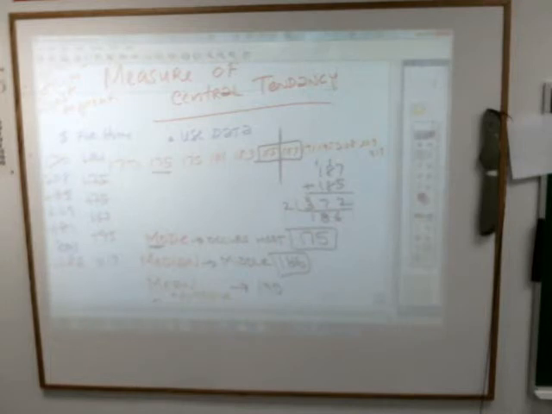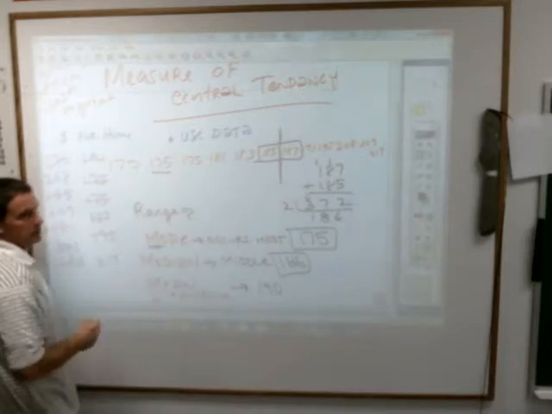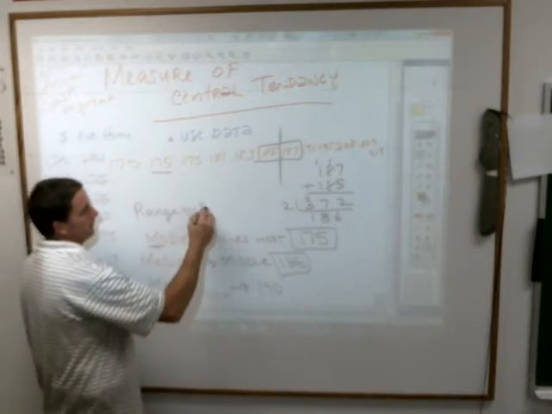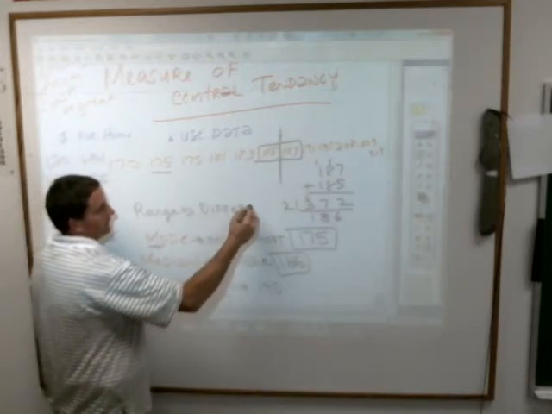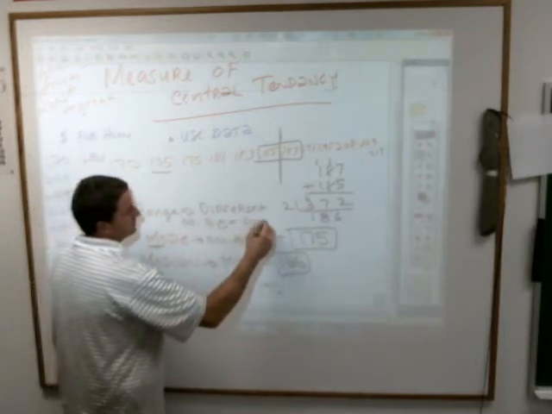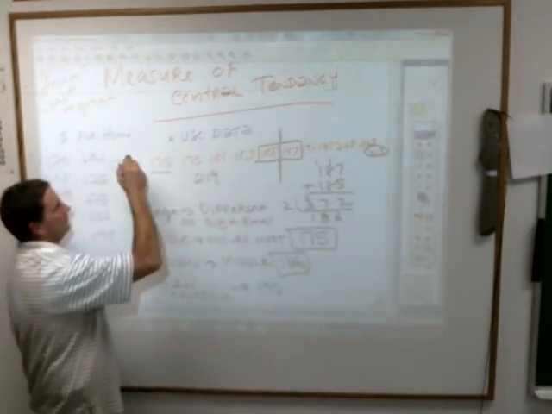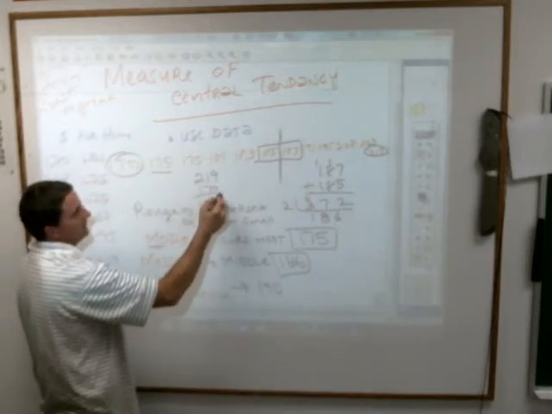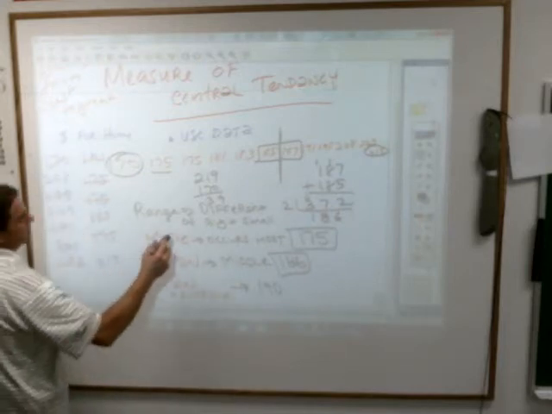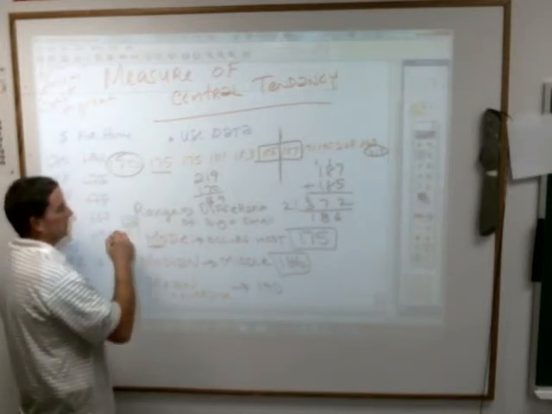And then the last one was the range. What is the range? As in home on the range? We call it the difference of the biggest and the smallest number. Which means you take the biggest number you have, which is 219, subtract from it the smallest number you have, which is 170, and the range would be 49. Range is 49.